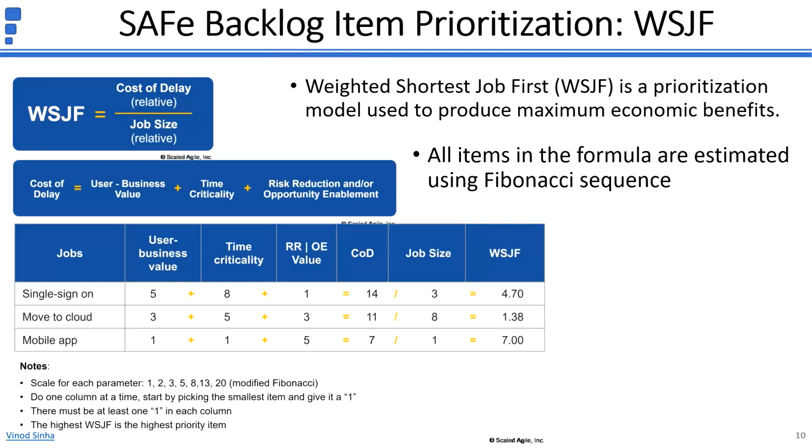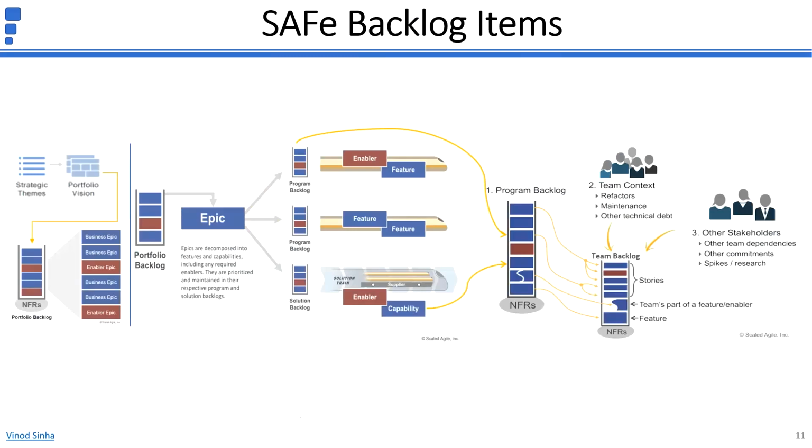Once the WSJF is calculated, the item with the highest WSJF value will get the highest priority in the backlog. It is important that prioritization of backlogs must be done continuously. Here you can get the complete overview of portfolio, solution, program, and team backlogs and how they are interconnected.